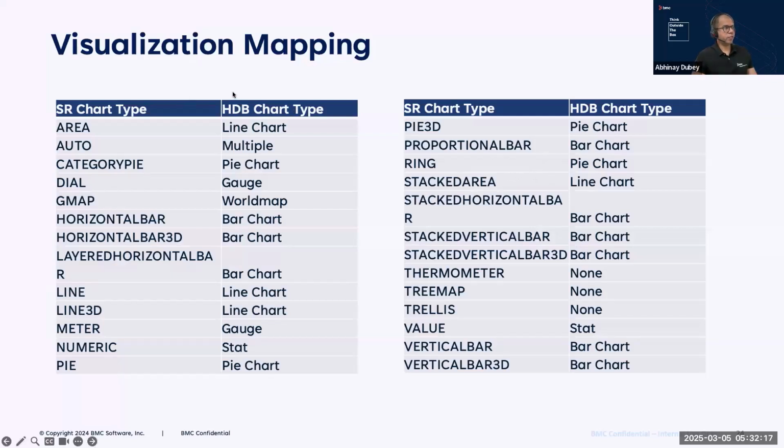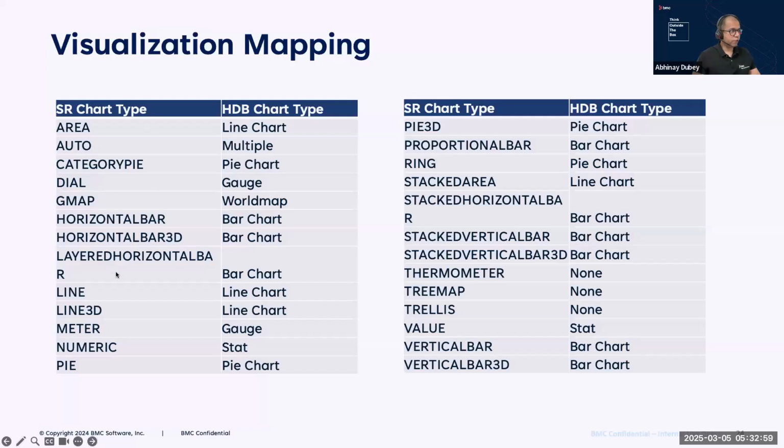Now, here's a quick comparison of the visualizations on the two platforms. This can change a little bit with new releases, but essentially you can see all the common chart types in Smart Reporting have something similar on the Helix dashboard side. So for example, you have different types of bar charts in Smart Reporting, horizontal 3D, vertical 3D, and so on. On Helix dashboard, everything is called a bar chart, but then you can customize and configure it the way you would want it to show up.